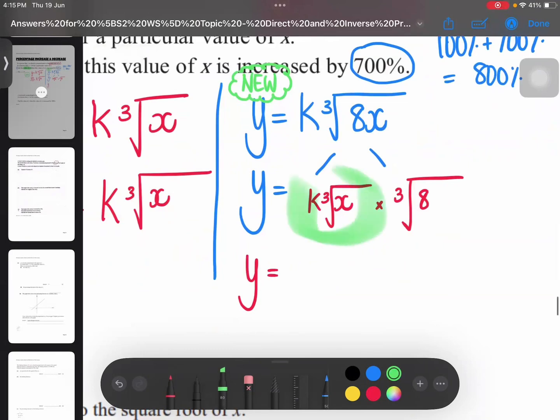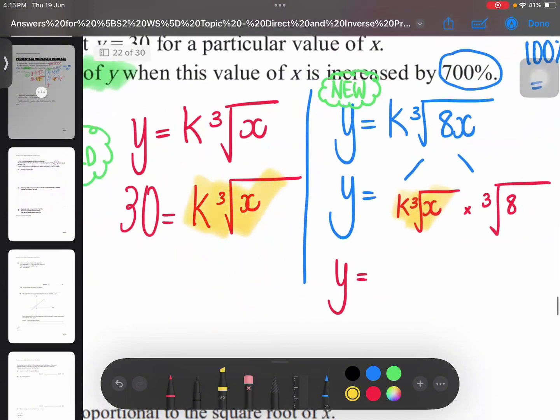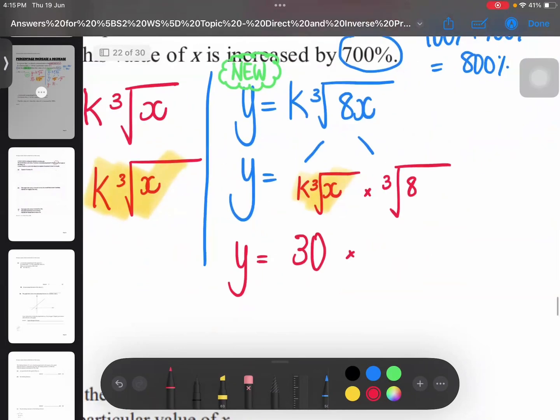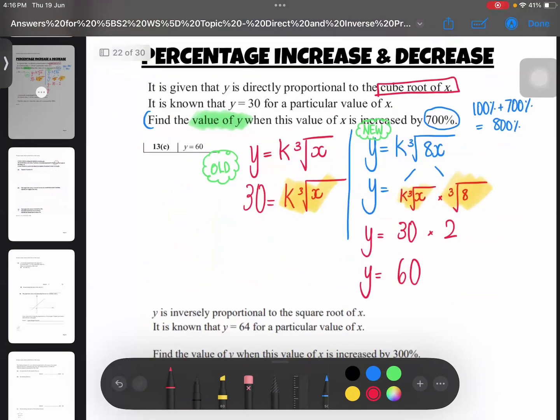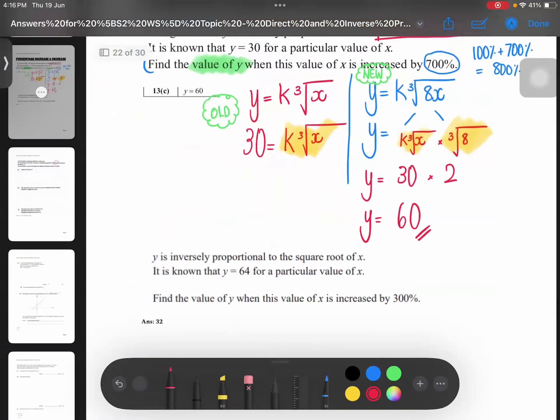When you split it up, you realize that y equals how much? Did you realize that this is actually from where? From here, true or not? And what is the value of that? That is 30. Agree or disagree? Times, how much is this one? When you do cube root 8, you get an answer of 2. Agree or disagree? So y equals 60. Am I making sense? Now the question is asking us to find the value of y, so therefore, that is your value of y.